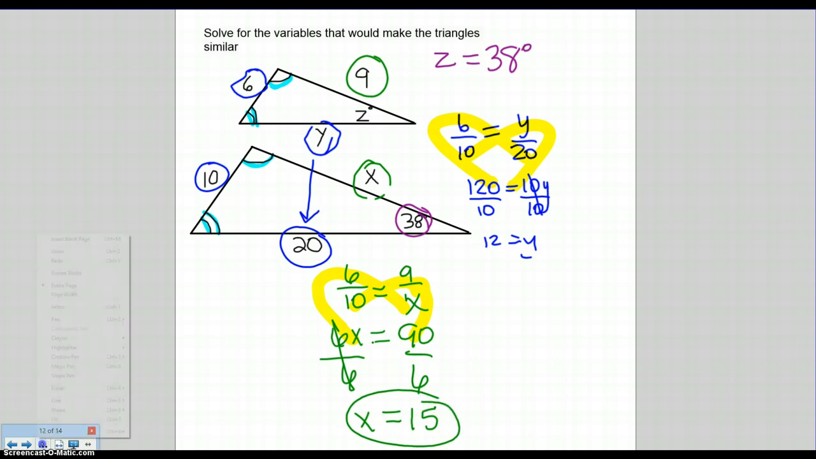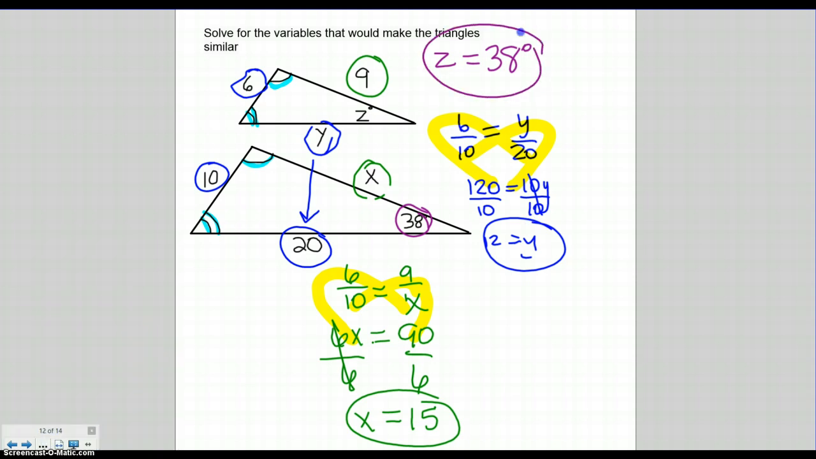So now we have our x, we have our y, and we have our z. Those three values are what's going to make those triangles be similar, where all three angles inside are congruent, and all three pairs of sides are going to be proportional to each other.